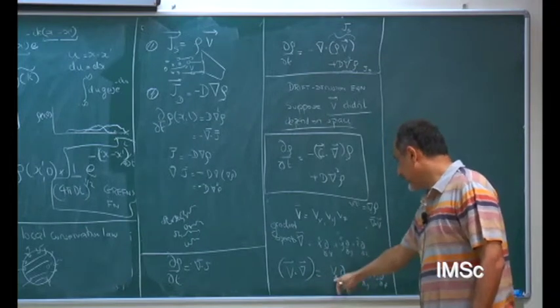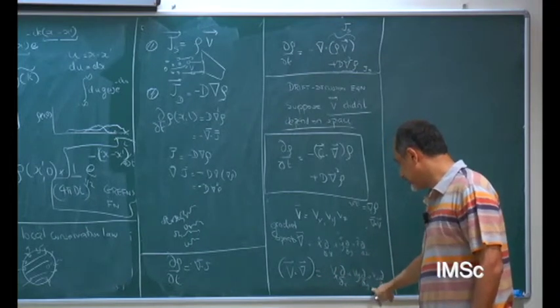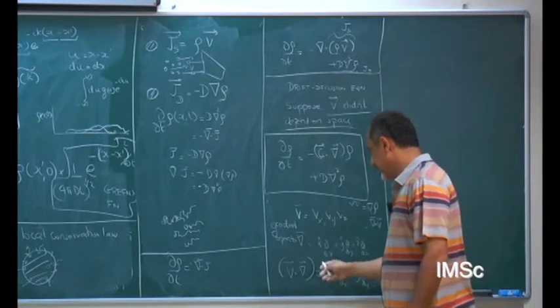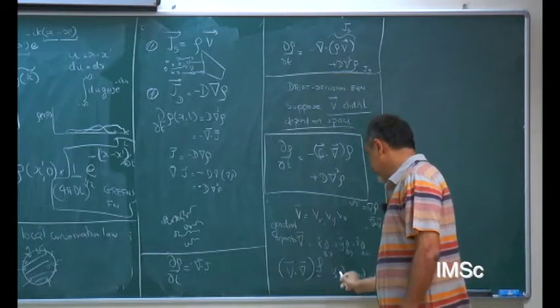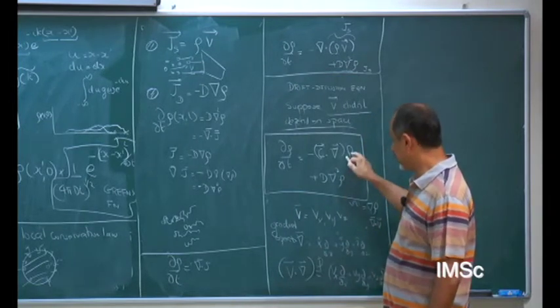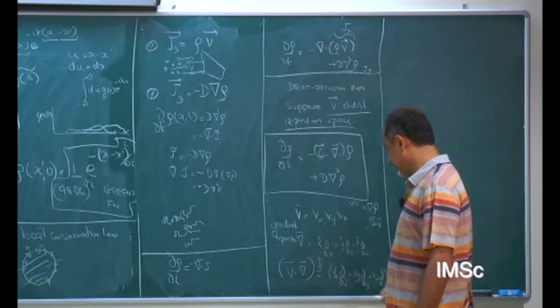It's just Vx times delta by delta x plus Vy times delta by delta y plus Vz times delta by delta z, and this is an operator that must operate on some function to the right hand side. The right hand side is a scalar. It's a scalar here and it's a scalar here. There are no vector signs anywhere here.